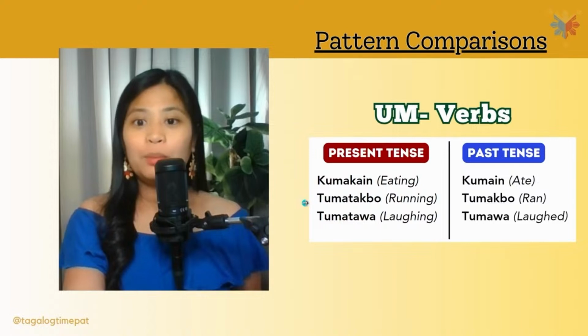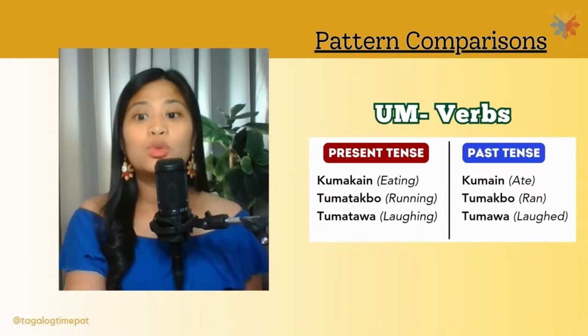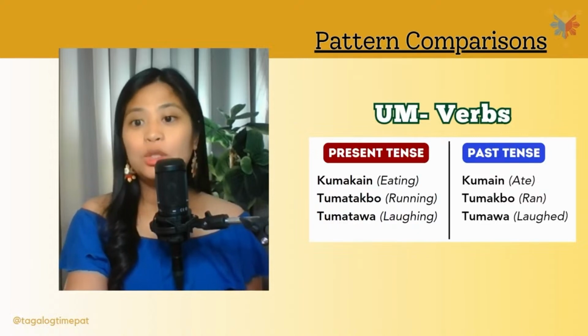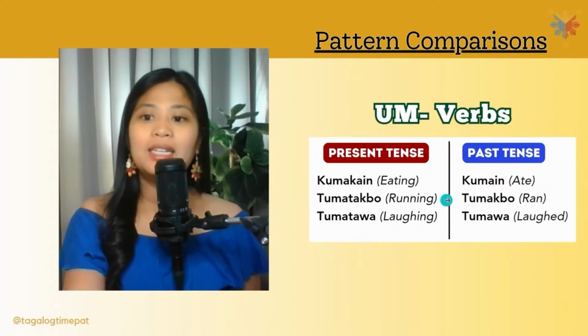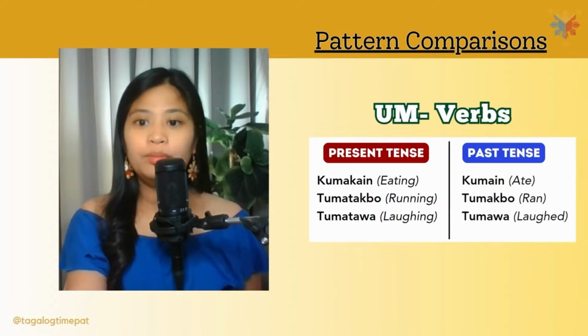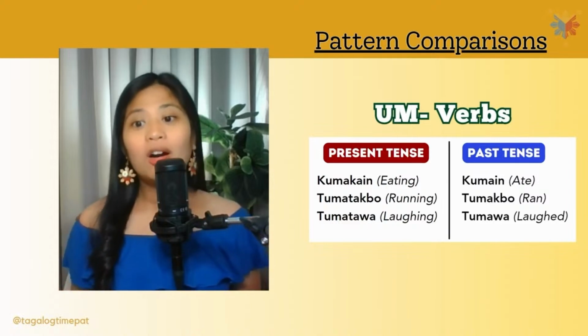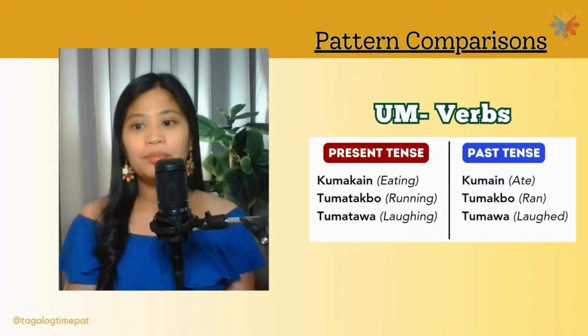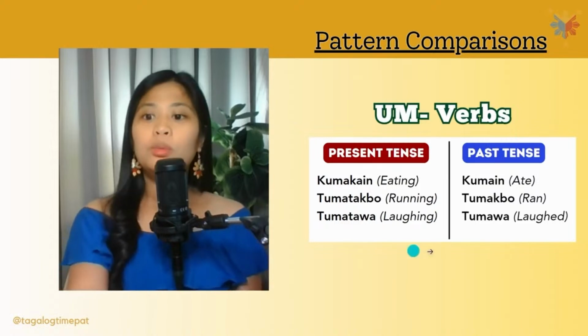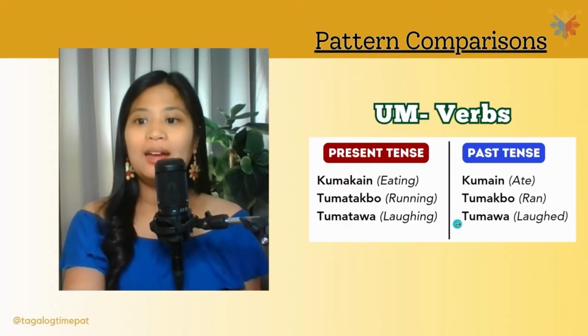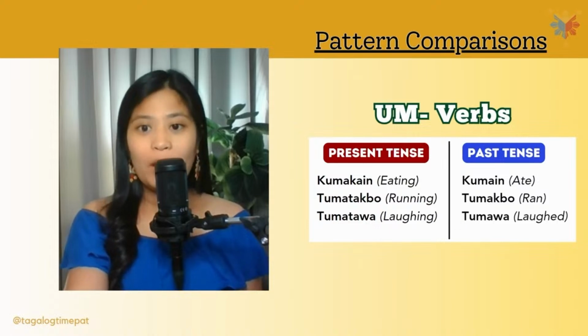For the word takbo, in the present tense, it's tumatakbo. That means running. Tumatakbo siya, he is running. In the past tense, it's tumakbo. He ran. Then for the word tawa, which means to laugh, in the present tense, it's tumatawa. Tumatawa sila. They are laughing. In the past tense, it's tumawa. Tumawa sila. They laughed.